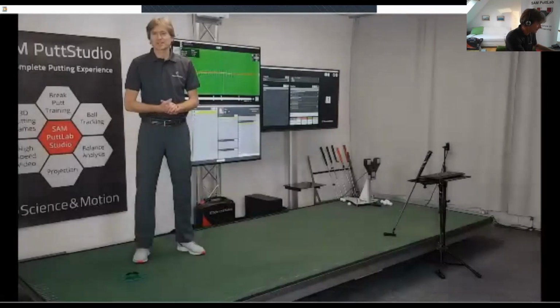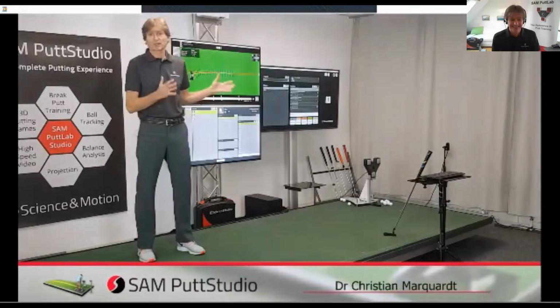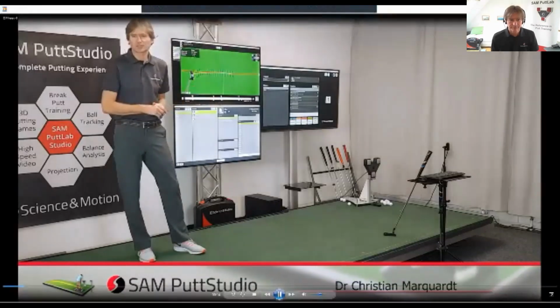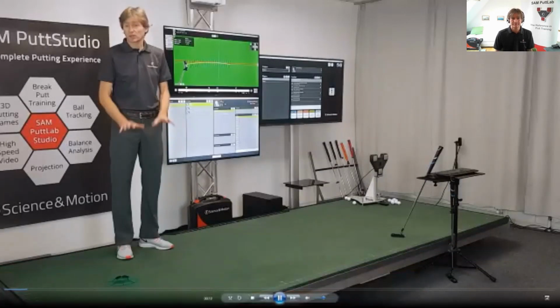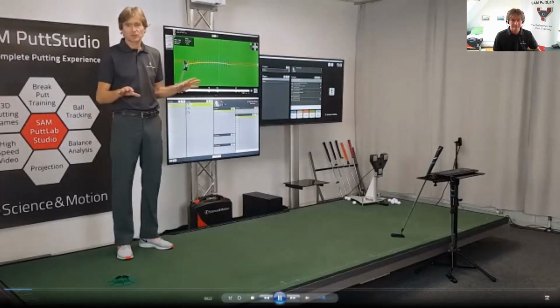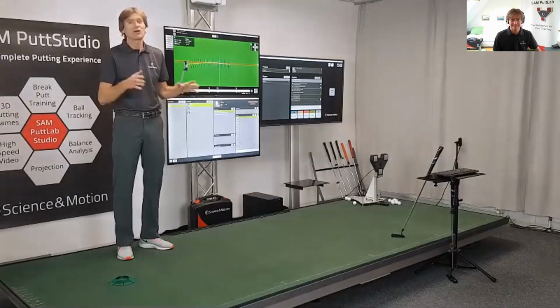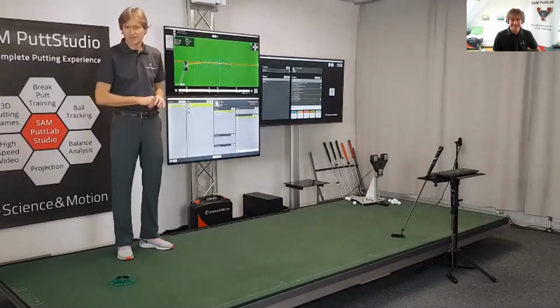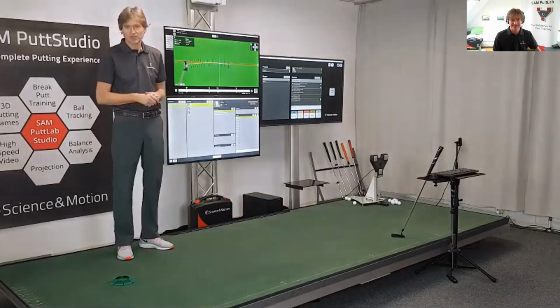The SAM PuttStudio is the most advanced studio solution worldwide. We integrate premium technology. Not only our technology, we also integrate platforms. Everything is synchronized, everything runs automatically. You don't need to operate the different softwares. Everything is just controlled by our studio interface.